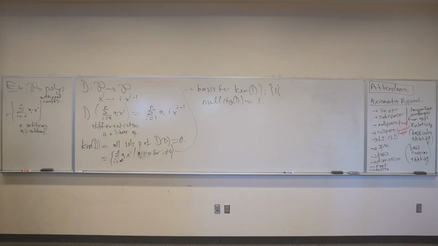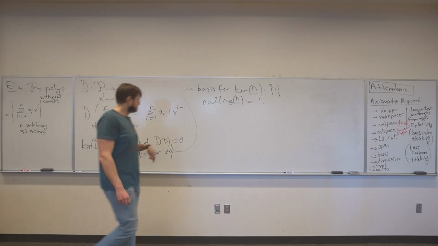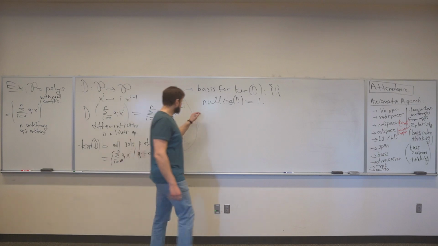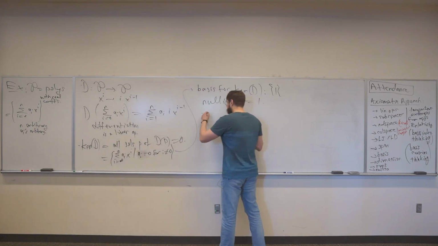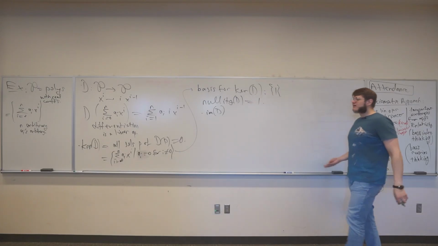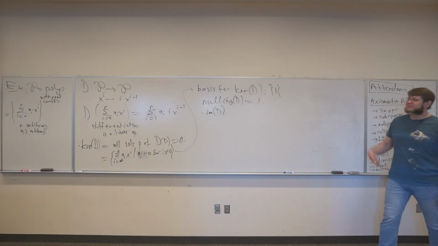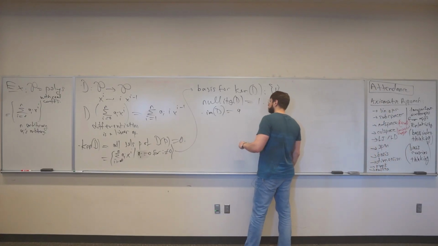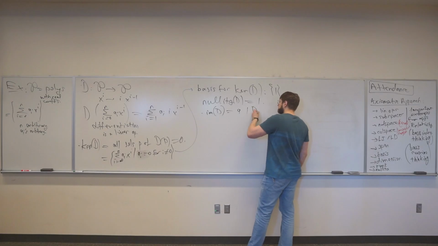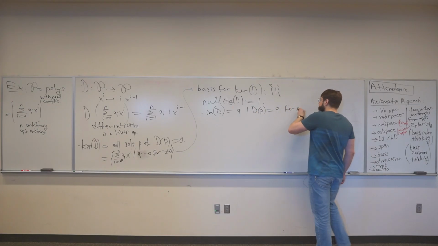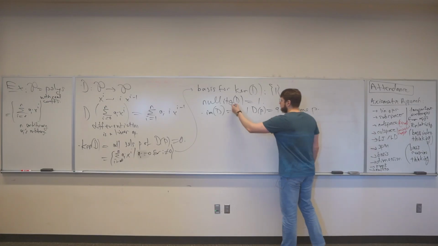Okay. How about the image? So this was the differentiation operator. Its null space, what about its image or range? Image of D. These are all possible outputs that I can obtain by applying D to some polynomial. So I can write it like this: this is the set of all q's, polynomials, such that D of p equals q for some polynomial p.